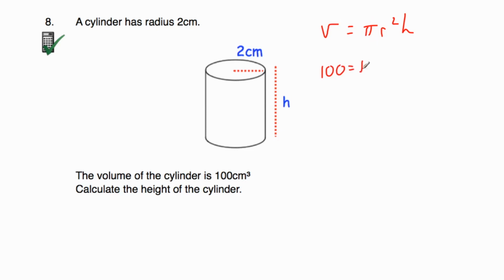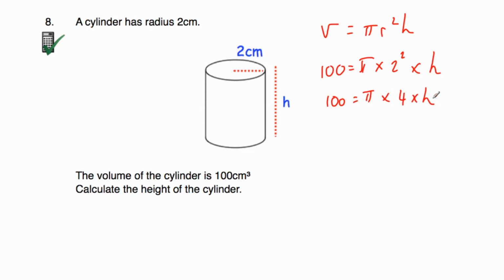And then we've got pi, and then times by the radius squared, so it's going to be 2 squared, because the radius is 2, times by the height. Now we don't know the height, so let's just call that h. So now let's work this out. So we've got 2 squared. Remember, BODMAS, we need to work out our squared first of all. 2 squared is equal to 4. So we've got 100 is equal to pi times 4 times h.